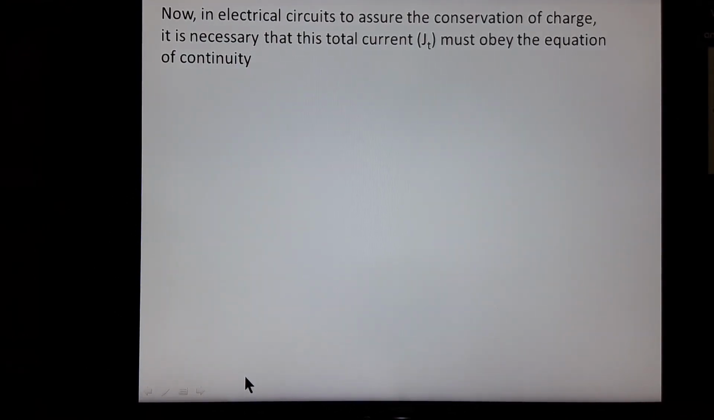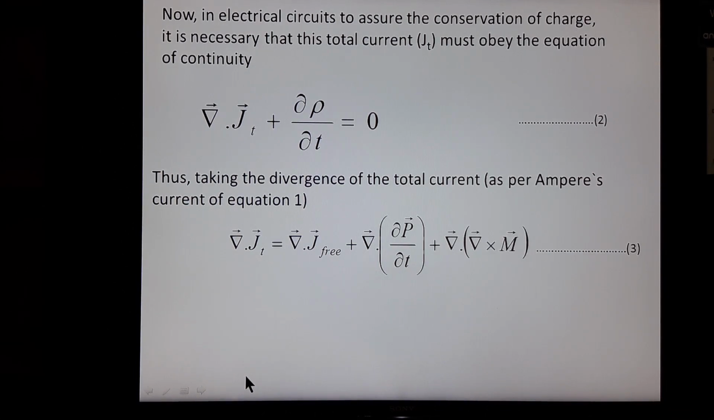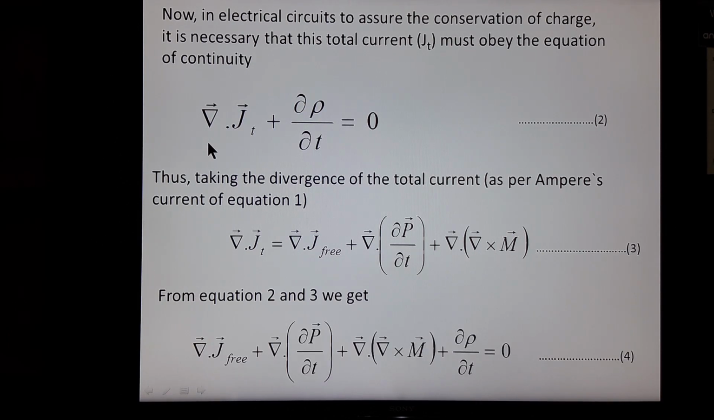Now, in electrical circuits, to assure the conservation of charge, it is necessary that this total current must obey the equation of continuity, equation 2. Thus, taking the divergence of the total current as per Ampere's current of our equation 1, we get equation 3. Now, substituting the value of divergence of Jt in equation 2, we may write the equation of continuity like this, and it is numbered as equation 4.